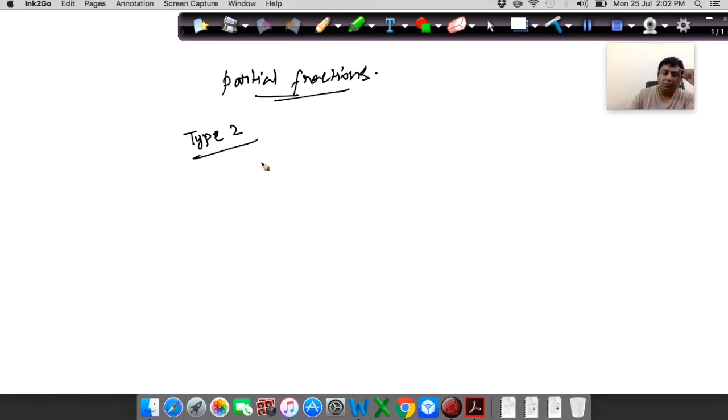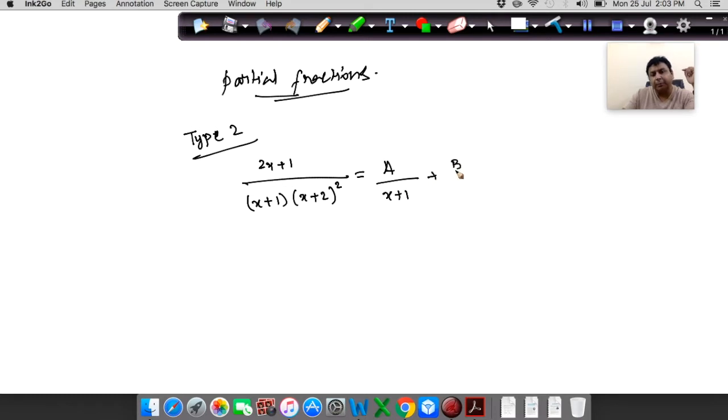Type 2: you will get something linear, quadratic, whatever, upon x plus 1, and then one of the linear factors will have a square or cube, some power to it. Then it's type 2. And it will break as a upon x plus 1, b upon x plus 2, c upon x plus 2 square.